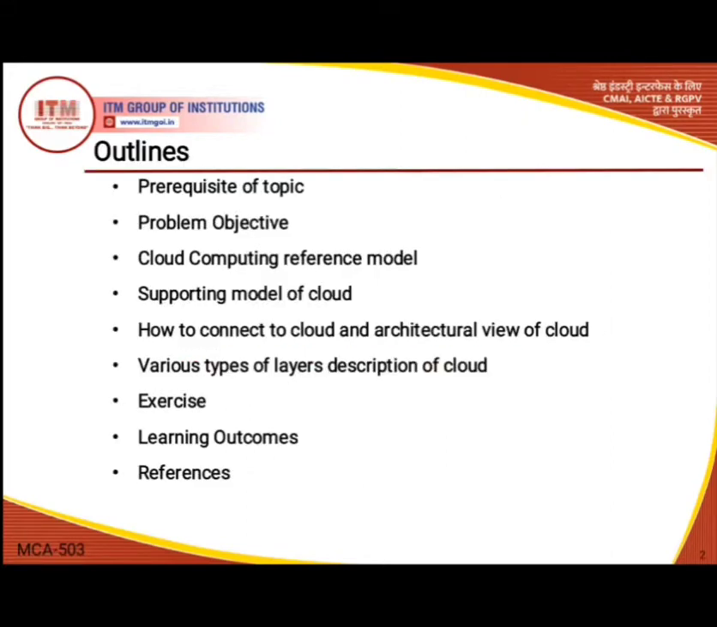Here are the outlines which we will cover in today's video: the prerequisites of the topic, then the problem objective, then we will discuss the cloud computing reference model, then some supporting models of cloud. Then we will discuss how to connect cloud and the architectural view of cloud in the form of diagrams. Then we will discuss various types of layers and the description of cloud. Then the exercise based on today's video, then the learning outcome, and finally references.